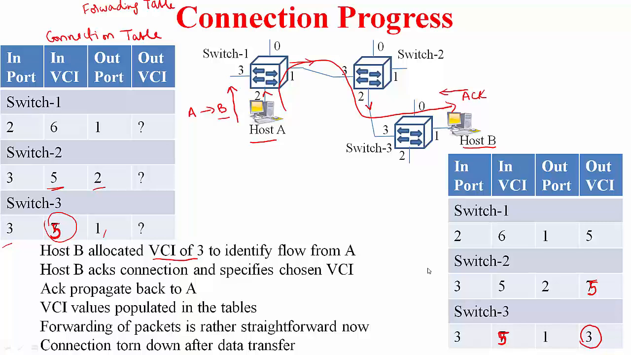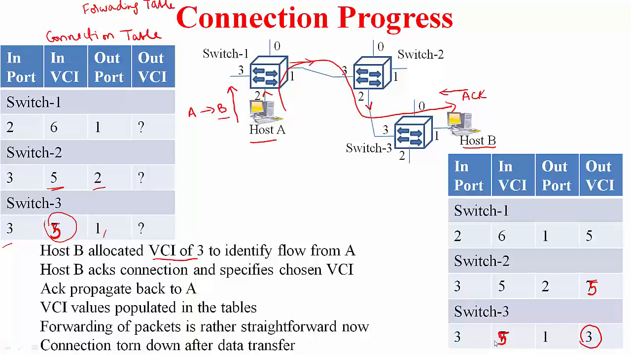In other words, B is telling switch 3 that if you want to send me packets from host A, use an identifier 3. That is how I identify the connection from A. So that's why the out VCI is put as 3.